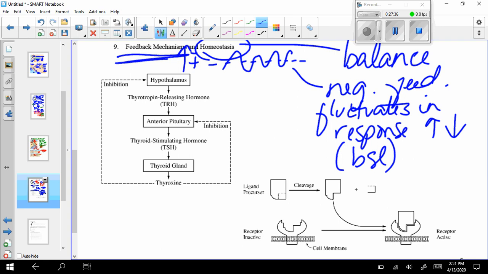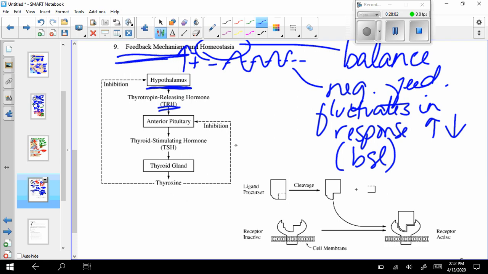All right, here I want to look at this one. This was on an actual AP exam. So your hypothalamus is an organ in your brain, and so it makes TRH, and that affects your anterior pituitary, which is actually right next to it, another organ in your brain, and that makes thyroid stimulating hormone, TSH, which stimulates the thyroid to make thyroxine.